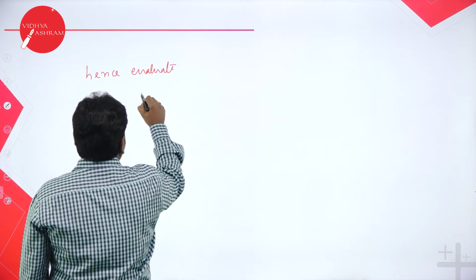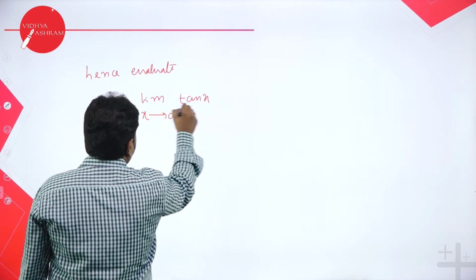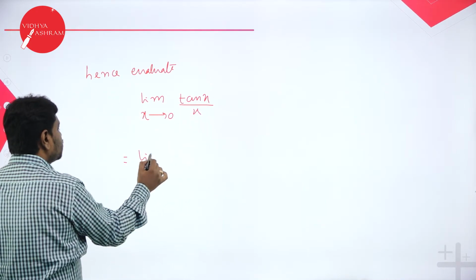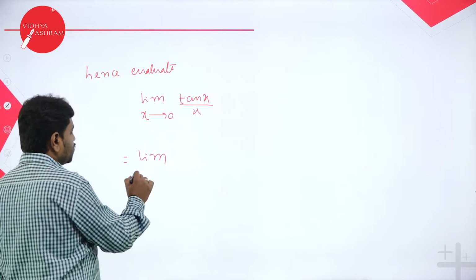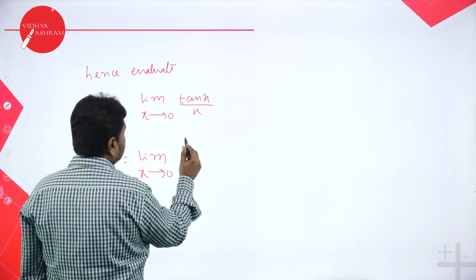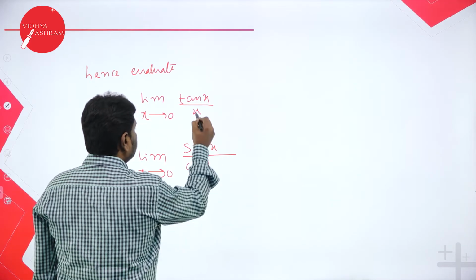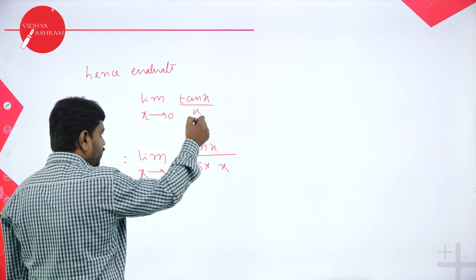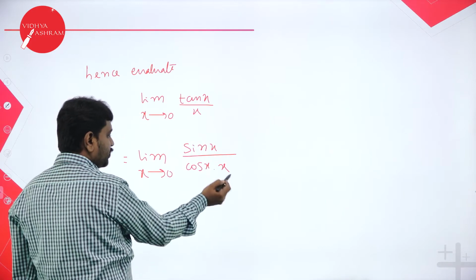They want you to evaluate what? Limit x tends to 0, tan x by x. Now I want to get the value of this. All of you know in maths, if they ask tan x by x, first you prove sin x by x, then use it. So now limit x tends to 0, tan can be written as sin by cos, sin x by cos x, and in the denominator we have x. So in place of tan I am writing sin by cos, and this x I am writing as it is.